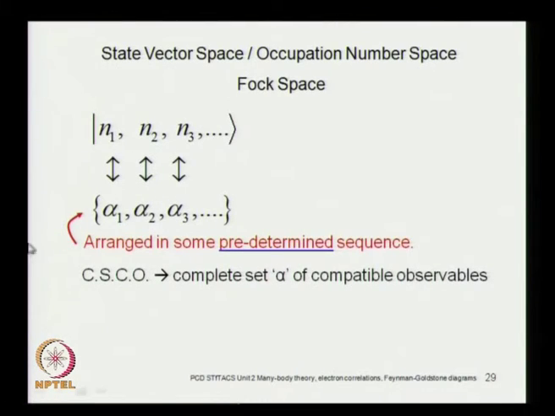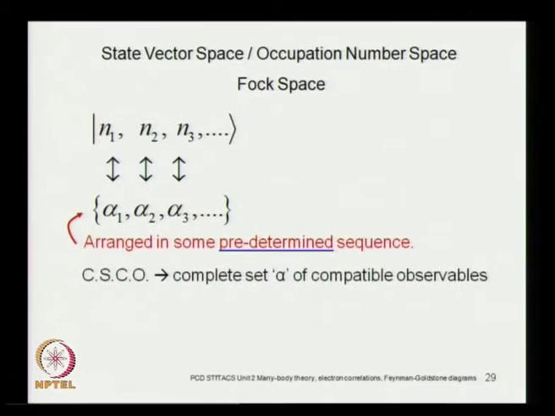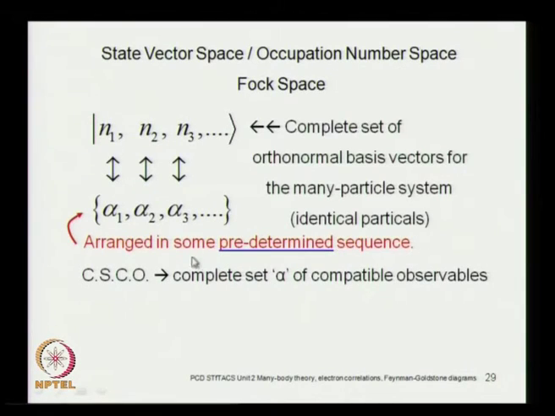So, you have some sort of an arrangement, this alpha 1, alpha 2, alpha 3, in some predetermined sequence. You decide what is your state number 11, state number 12, state number 13, 14, and then you say that states 11 and 12 are occupied in this configuration, and 13 and 14 are vacant, and in the next configuration 11 and 12 are vacant, and 13 and 14 are occupied. But these numbers have to be pre-assigned. So, you have a predetermined sequence, and in this sequence you give the occupation numbers.